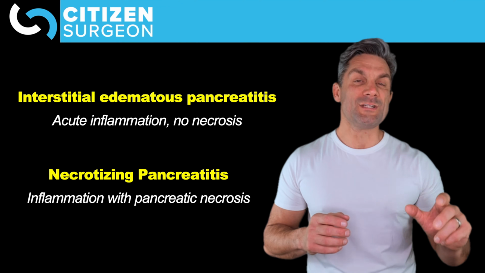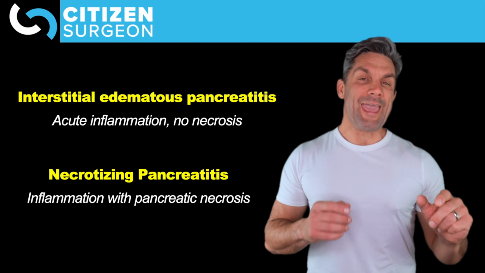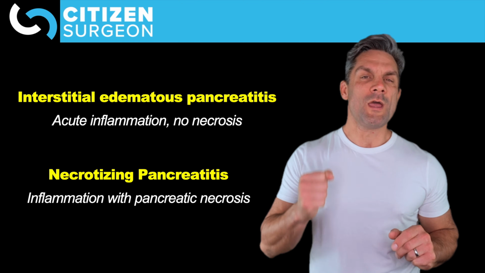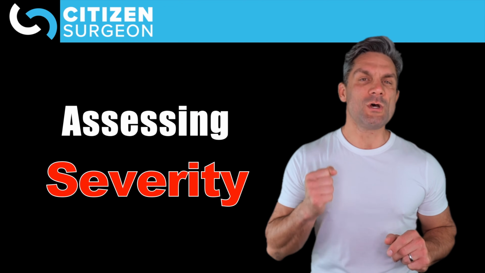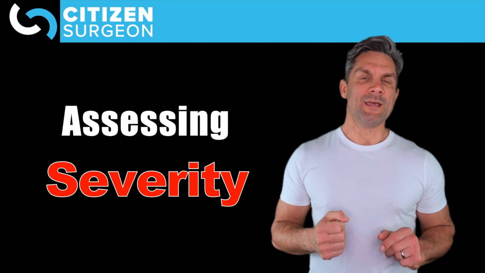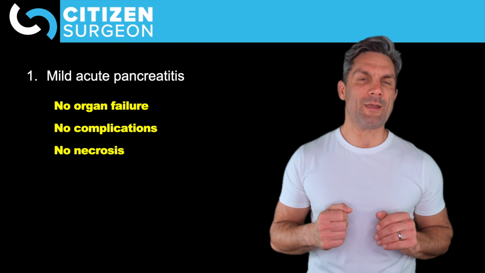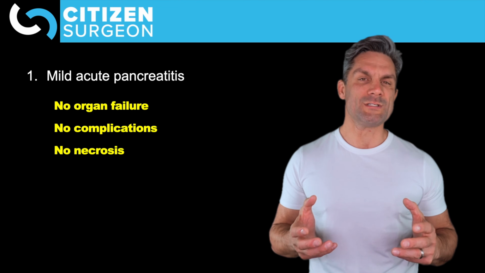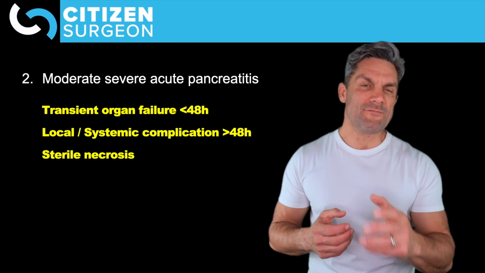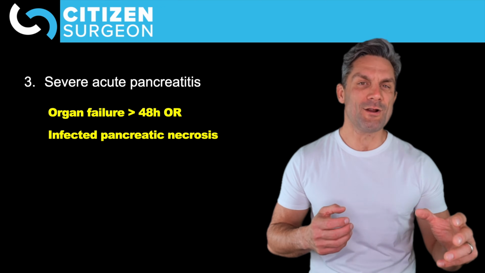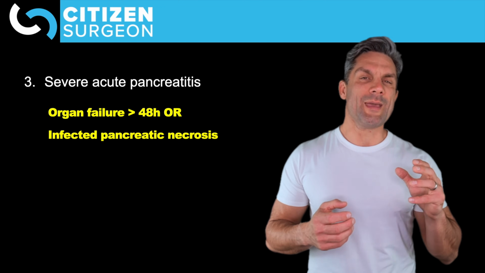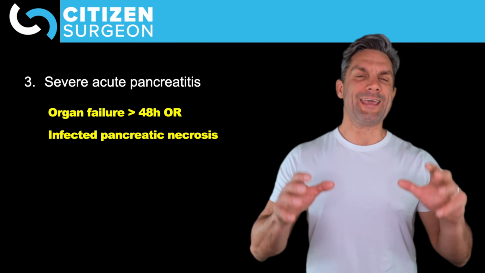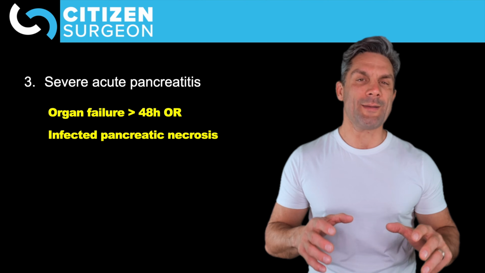Now, remember, we divided this up into two different types of pancreatitis. We have interstitial edematous pancreatitis and we have necrotizing pancreatitis, and it's important to know those definitions. We also learned how to assess severity. So we went through mild acute pancreatitis. That's that patient with no organ failure and no complications. And then we have moderately severe acute pancreatitis and severe acute pancreatitis. So make sure you know those definitions. And when you do, you can get confidently into this subject matter we're going to be talking about today.